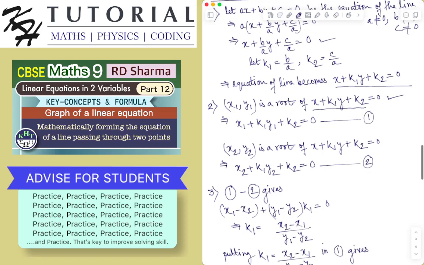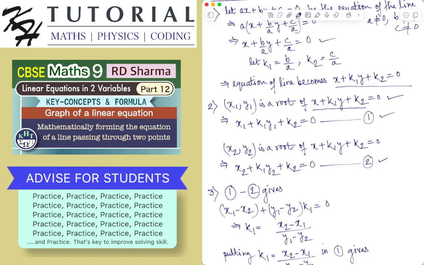Now I got two equations. Equation 1: x1 plus k1y1 plus k2 equals to 0, and equation 2: x2 plus k1y2 plus k2 equals to 0. Remember that x1, y1, x2, y2 are all known. They are the constant values from the coordinates of the 2 points. So from these equations 1 and 2, I can easily solve for the values of k1 and k2.